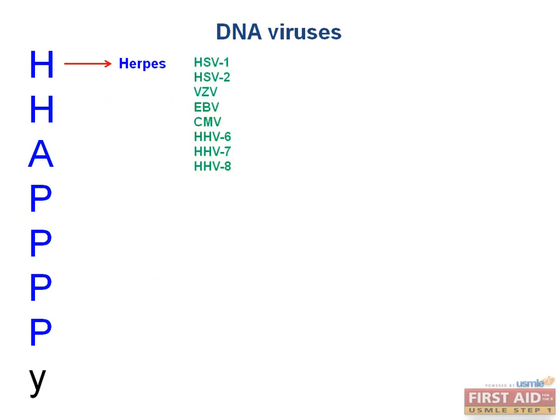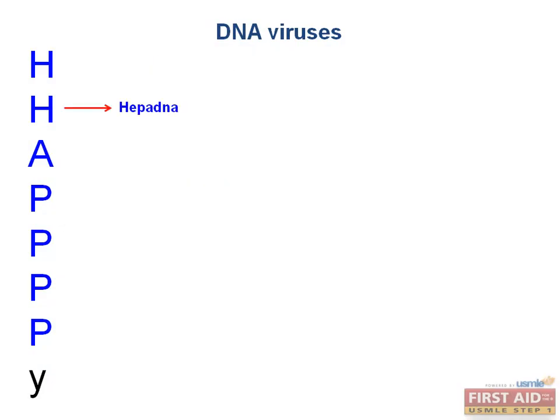Herpes virus is actually a family of viruses that includes HSV1, HSV2, VZV, EBV, CMV, and HHV 6, 7, and 8. These are the viruses associated with herpes, chickenpox, zoster, and mono. I'm going to come back to discuss all of these in a second in more detail.